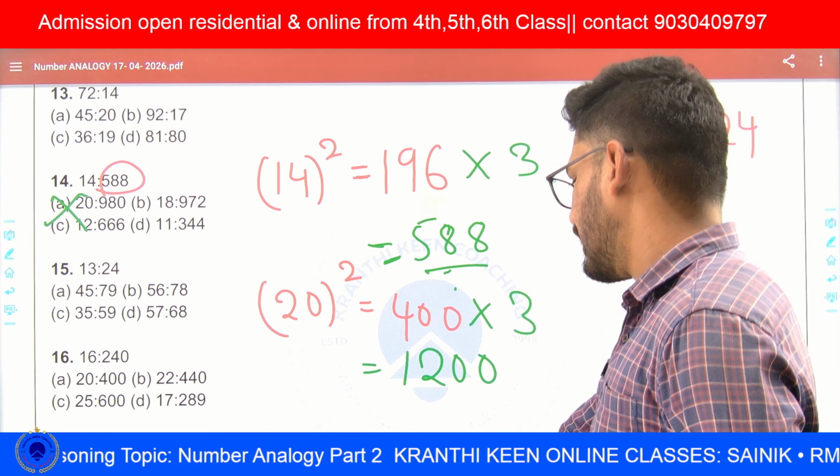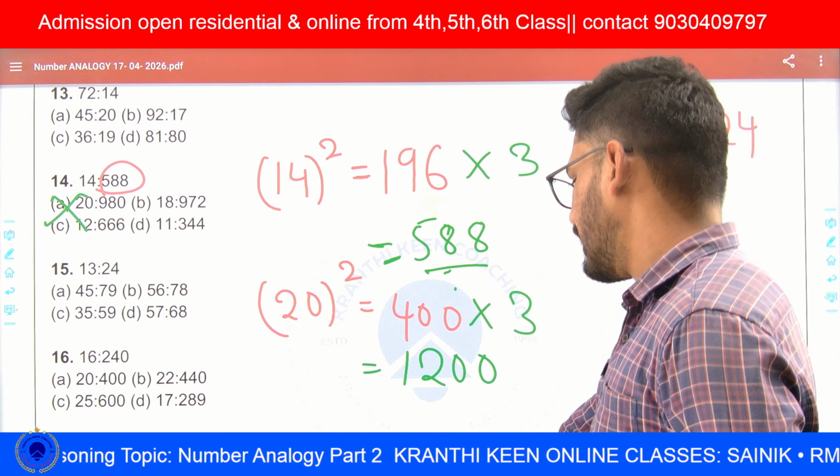It's also squares and cubes. 7 square is nothing but how much? 7 square is 49, and 7 cube is nothing but 343, isn't it? So knowing the squares and cubes of a number is important.